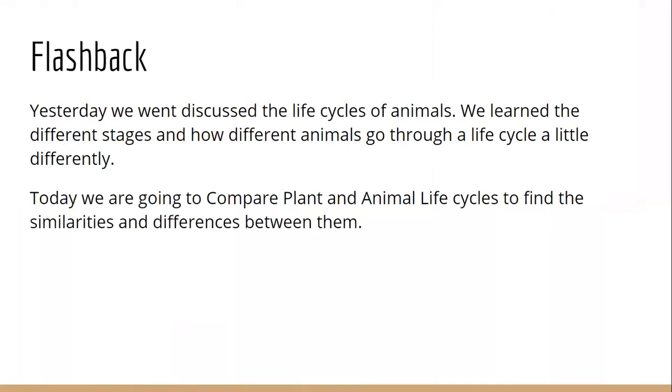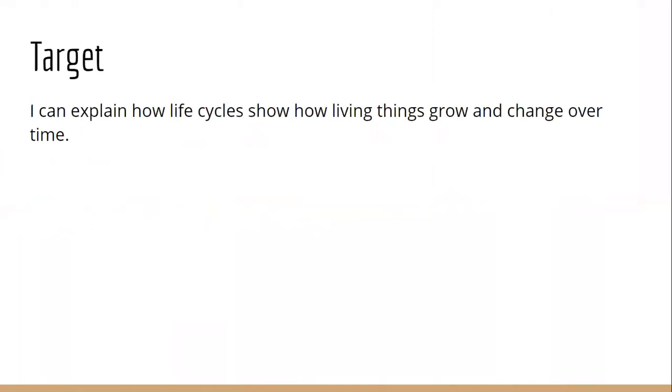Today, we are going to compare plant and animal life cycles. We'll be able to find the similarities and differences between them. So our target for today is: I can explain how life cycles show how living things grow and change over time. So we've already learned about plant and animal life cycles. We saw how they grow and change over time and how the life cycles keep repeating and repeating. Today we're going to be able to compare those animal and plant life cycles.